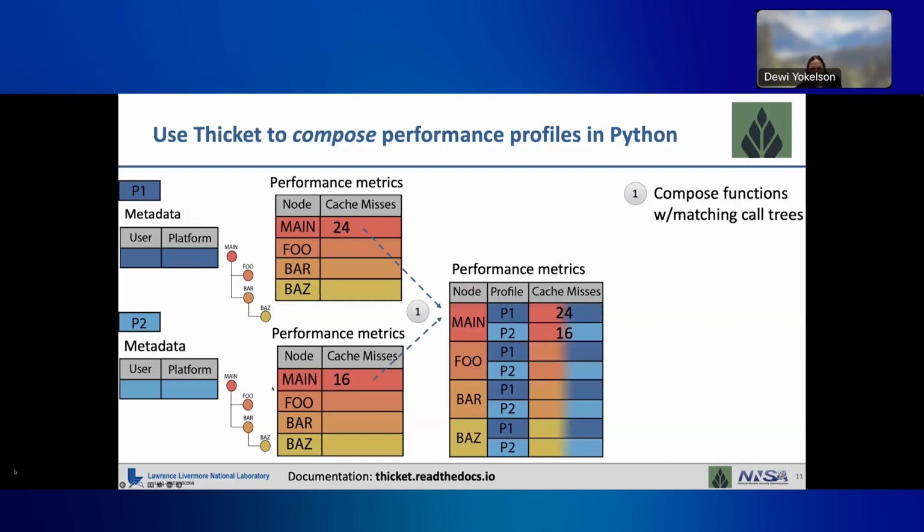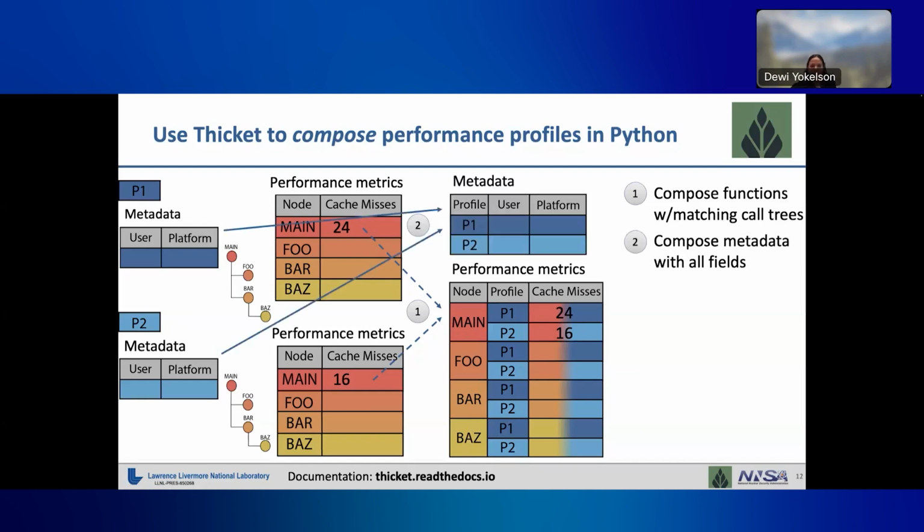Now our performance metrics table looks like this, where we have one node for each of the call tree nodes. So each node name here becomes one here. And then we have a second index level, which is the profile that it came from. So this is basically a multi-indexed data frame where we have the node, each profile ID, and then the performance metrics associated with that profile get put in separate rows. And since these have matching call trees, we have all of them here, and those just get composed together.